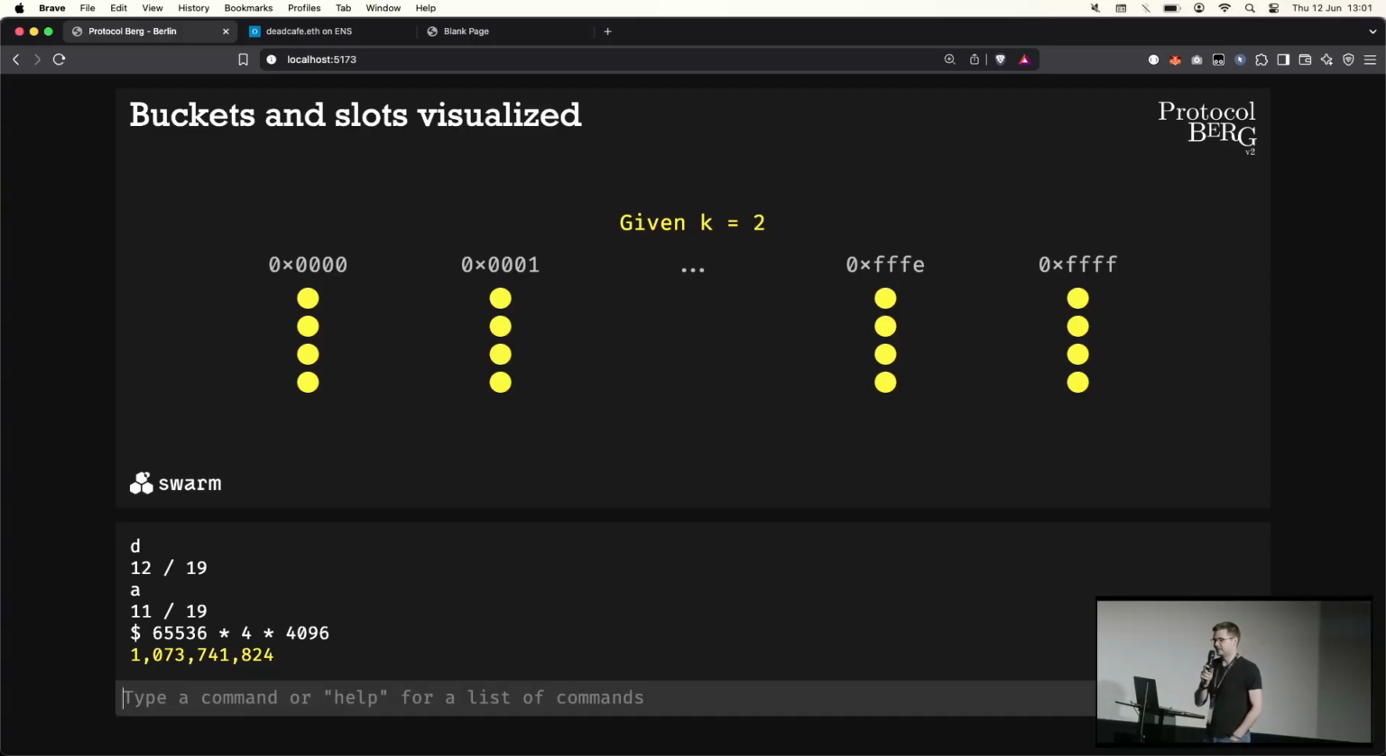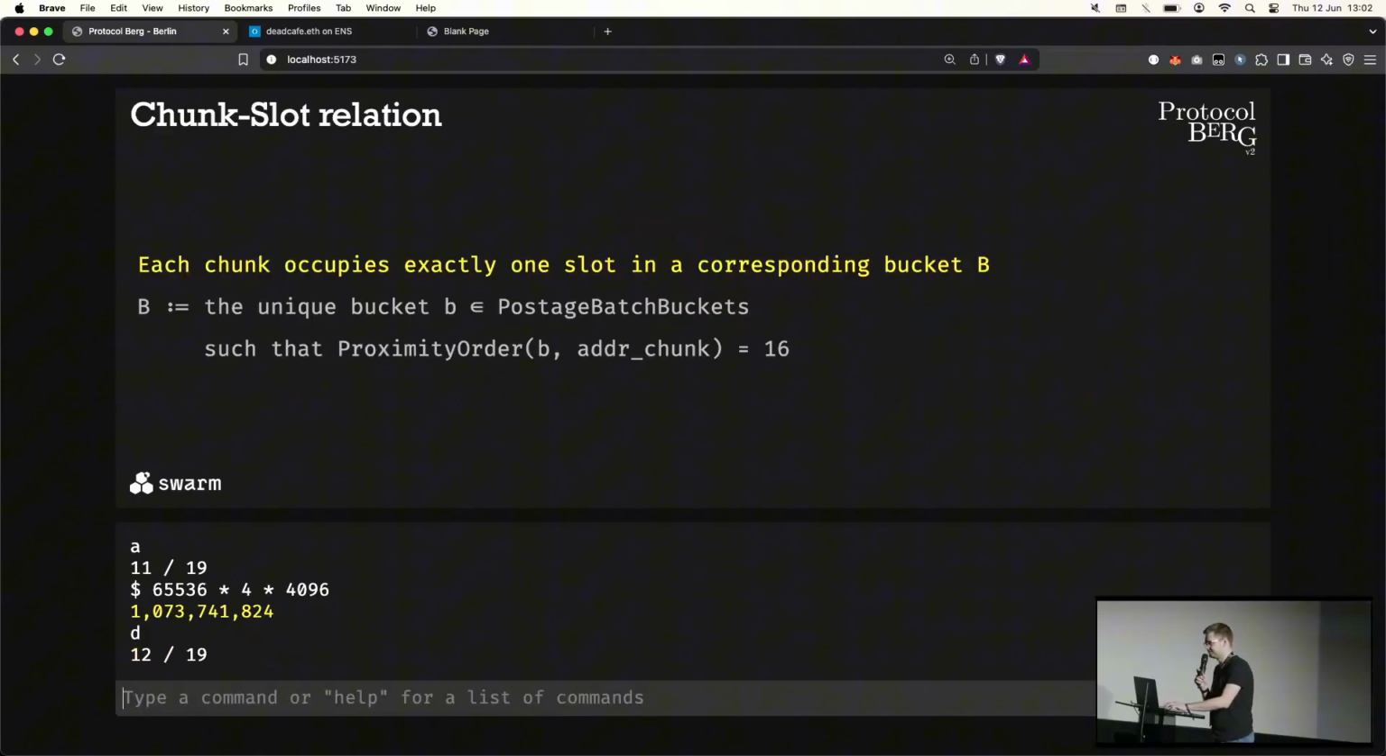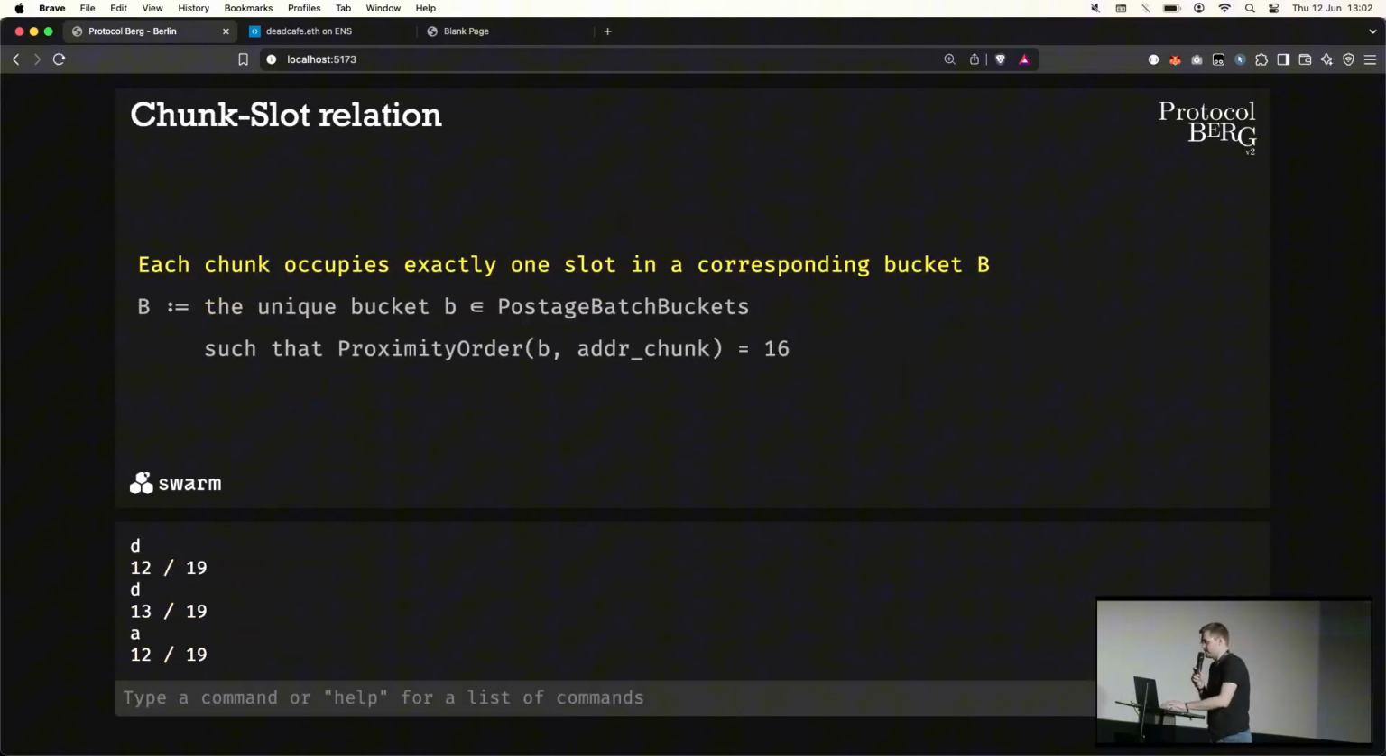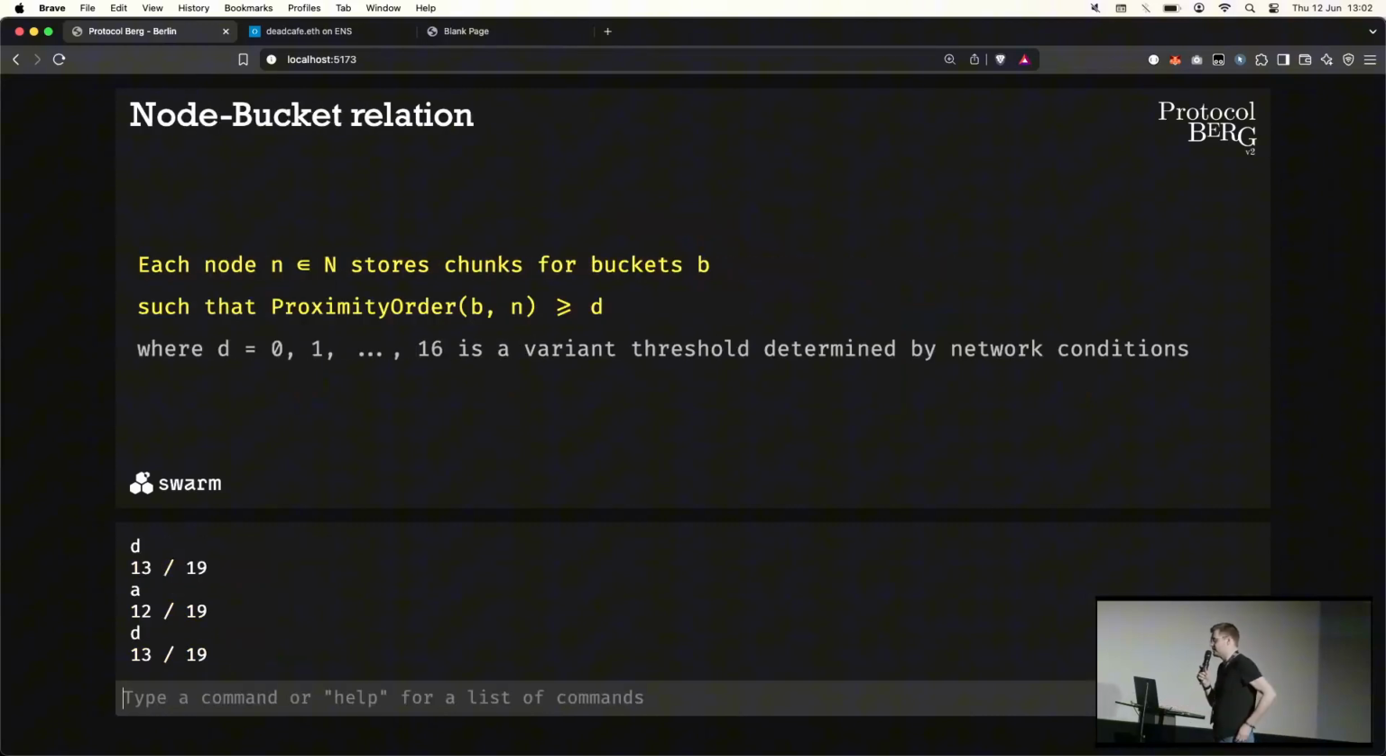But there's a very important difference. This is not actually 1 gigabyte of data. This is 16 kilobytes of data times 65,000. This is gonna have a role just in a minute. Okay, so the previous one was about the chunk and slot relation, and this one is about the node and the bucket relation. And here I could replace the word node with neighborhood, because in one neighborhood, nodes store the same buckets and same chunks.